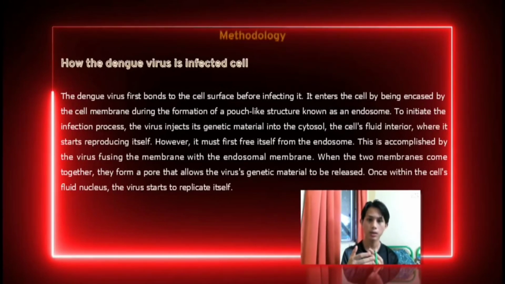When it starts to reproduce itself, however, it must first free itself from the endosome. This is accomplished by fusing the membrane of the virus with the endosomal membrane. When these two membranes come together, they form a pore that allows the virus to release its genetic material. Once within the cell fluid, the virus starts to replicate itself.